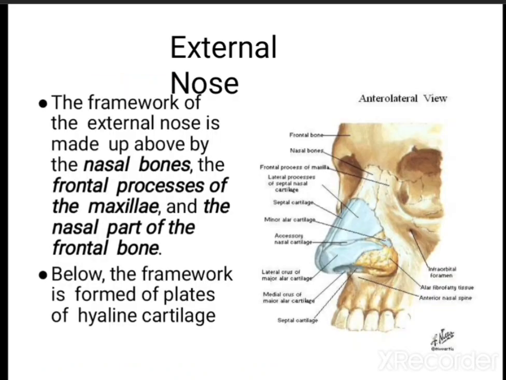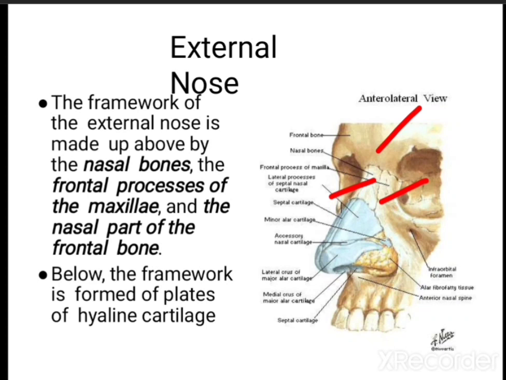Then we come to the external nose. The framework of the external nose is made up of the nasal bones above and the frontal processes of the maxilla and the nasal part of the frontal bone. So here we can see in the image, this is the nasal bone, and this is the frontal process of the maxilla, which are forming the external nose.